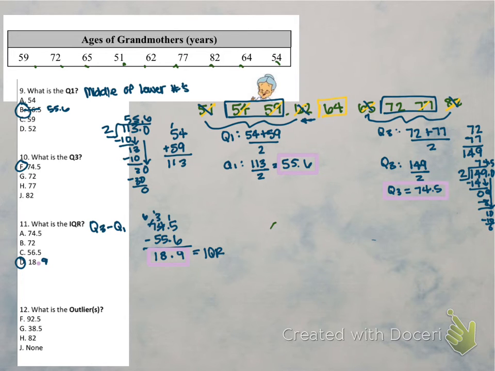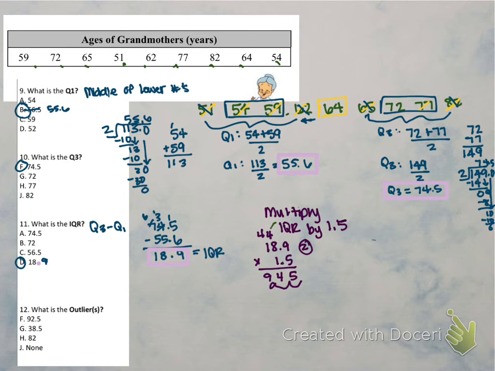18.9 is your IQR. So remember, this is that weird part where we don't really have a name for it, but now it's time to multiply your IQR by 1.5 to get our outliers. So we're going to take 18.9 and multiply it by 1.5. Two numbers to the right of the decimal. 9 times 5 is 45. 5 times 8 is 40, plus 4 is 44. And then 5 times 1 is 5, plus 4 is 9.